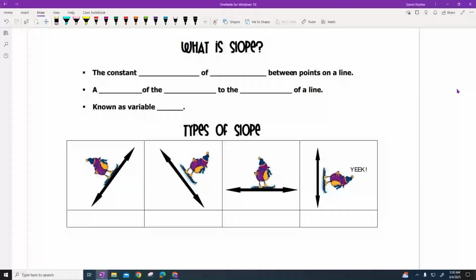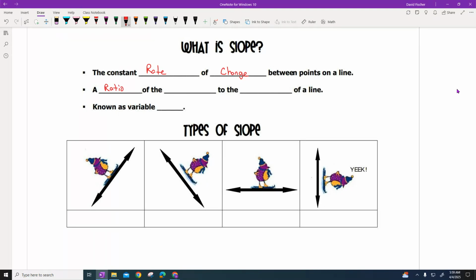It's a constant rate of change between 2 points on a line. In order for it to be the same, it'll be a linear line, our rate of change, okay? And so basically another important part is it's called a ratio.